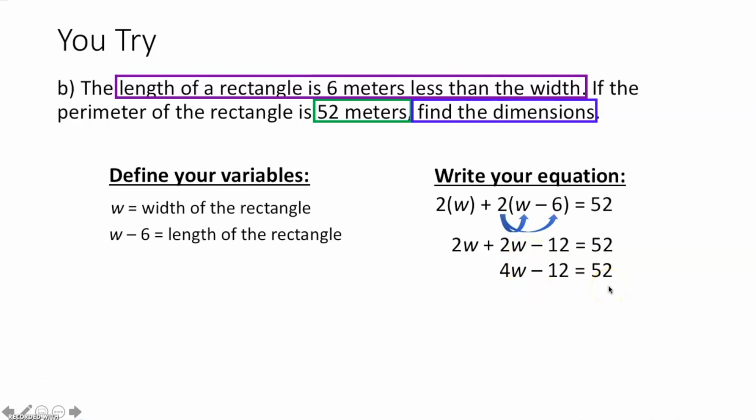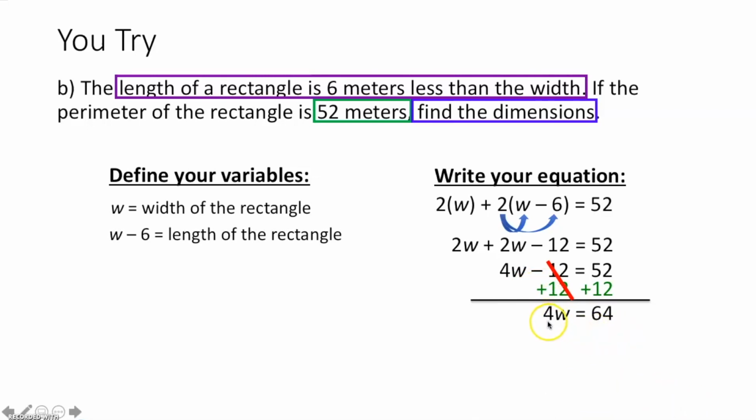Now I have an equation that I have simplified, so I move to step 2, which is to move the variables to the left. Done. Step 3, constants need to go to the right. So I start with anything added or subtracted. This minus 12 has got to go. So I'm going to do the opposite. I'm going to add 12 to both sides. These cancel out. I'm left with 4W equal to 64.